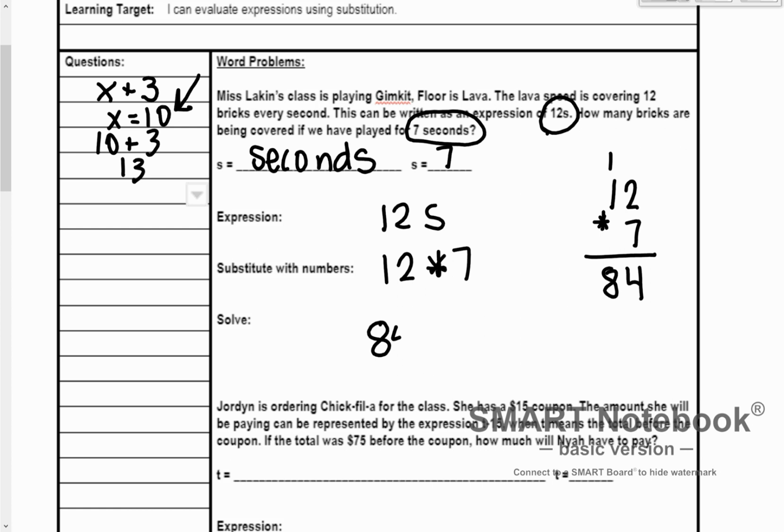Answer would be 84. We look back up to our problem to see what the label would be. It says how many bricks are being covered. So our answer is 84 bricks.